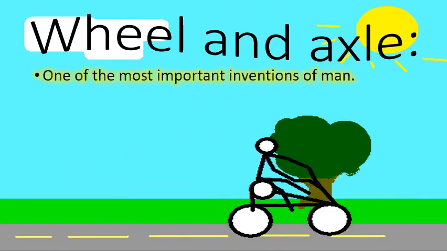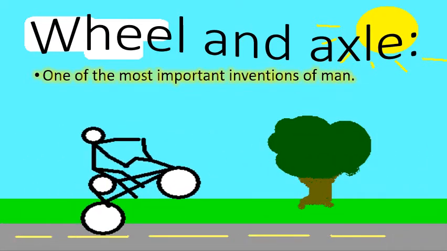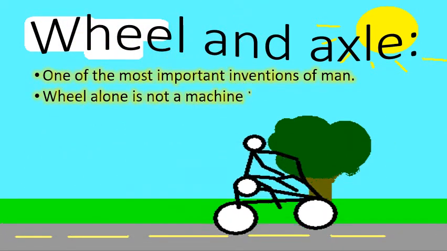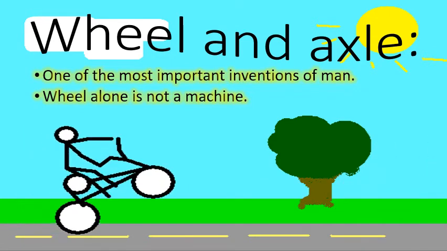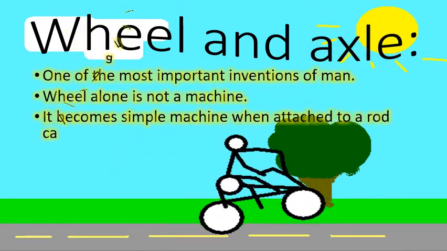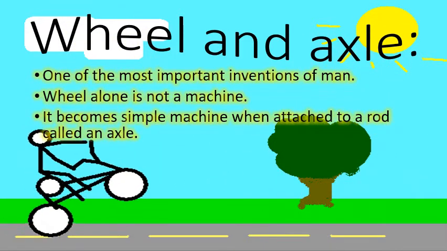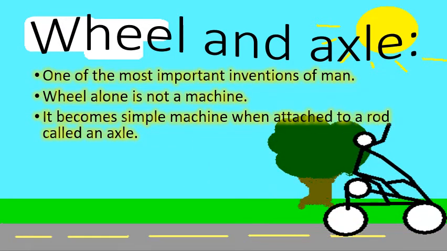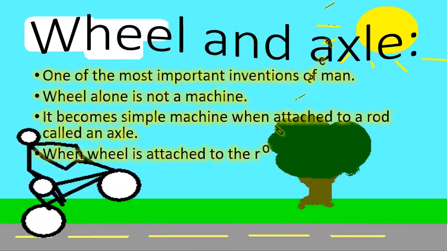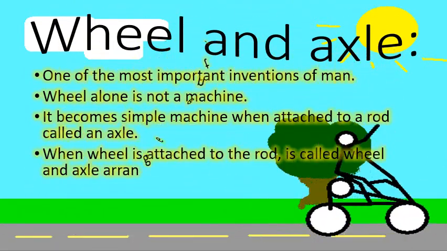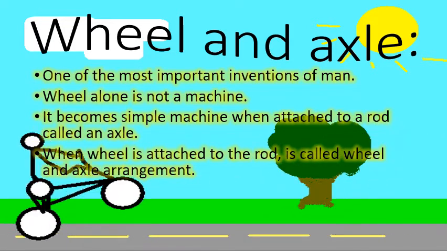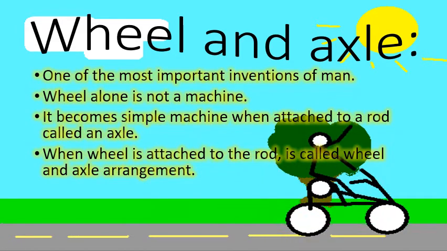What is wheel? Wheel is one of the most important inventions of man. Wheel alone is not a machine, as I told you. It becomes a simple machine when attached to a rod called an axle. So without this axle, wheel is nothing. Wheel cannot work like a simple machine. When wheel is attached to the rod, it is called wheel and axle arrangement, or simply wheel and axle.